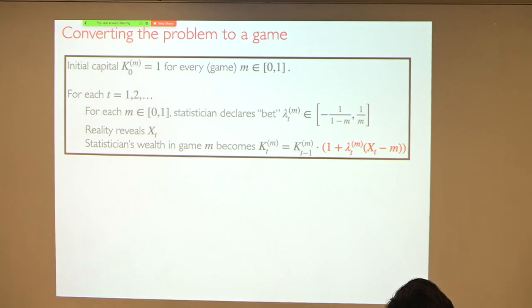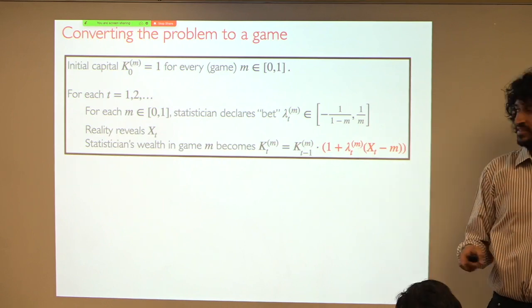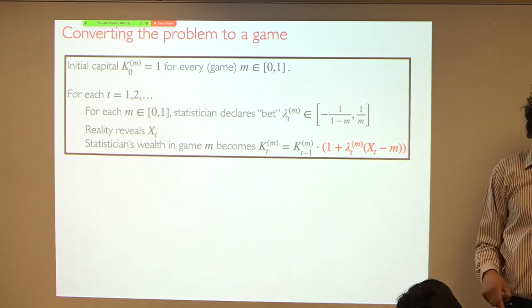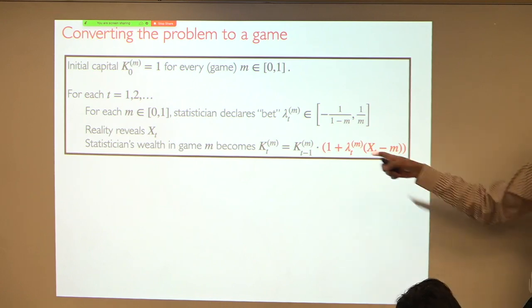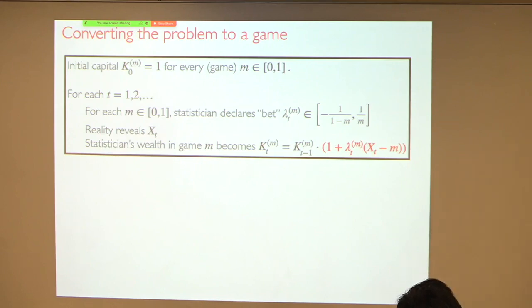What does the negative and positive mean? Roughly, it means: when are you going to make money in this game? If lambda t was positive and xt was larger than m, then you're going to make money. If lambda t was negative and xt was smaller than m, then you're going to make money. But if they were of opposite signs, then you're going to lose money. So roughly, the way to bet in the mth game is to say, if I think that the mean is larger than m, then I should bet positive. And if I think that the mean is less than m, then I should bet negative.